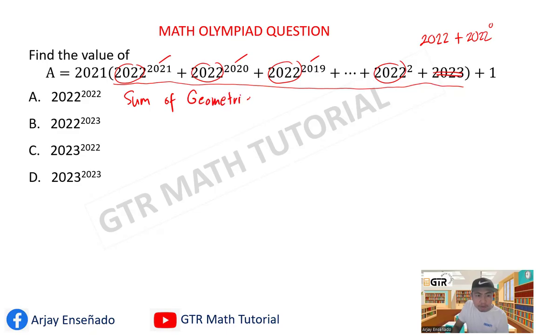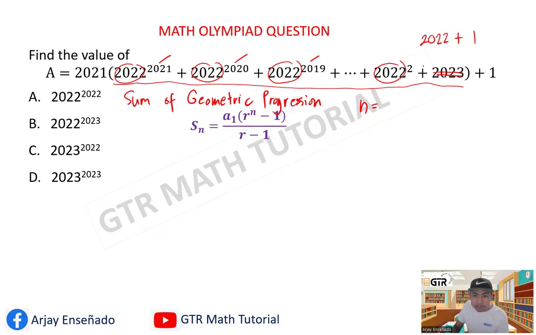So we can use the formula for the sum of a geometric progression. S sub n equals a sub 1, the first term, times r to the n minus 1, all over r minus 1. We can rewrite this with the first term as 1. The second term is 2022. The third term is 2022 squared, up to the last term, 2022 raised to 2021. That way we can easily determine the number of terms.